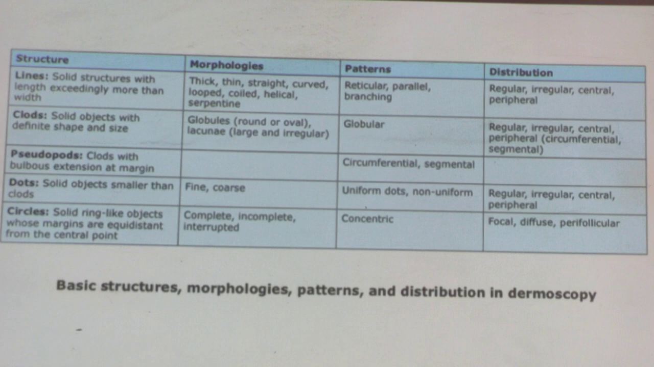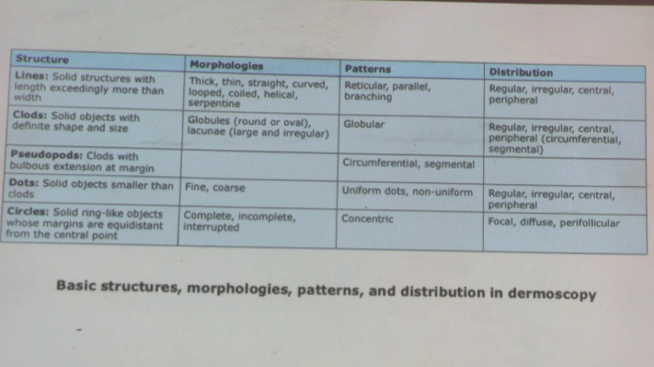So the basic structures include lines, clods, pseudopods, dots and circles. Lines are solid structures with length exceedingly more than width. They may show different morphologies like thick, thin, straight, curved, etc. and patterns may be reticular, parallel or branching. Then clods are solid objects with definite size and shape. They can have morphologies of globules or lacunae and may show a globular pattern.